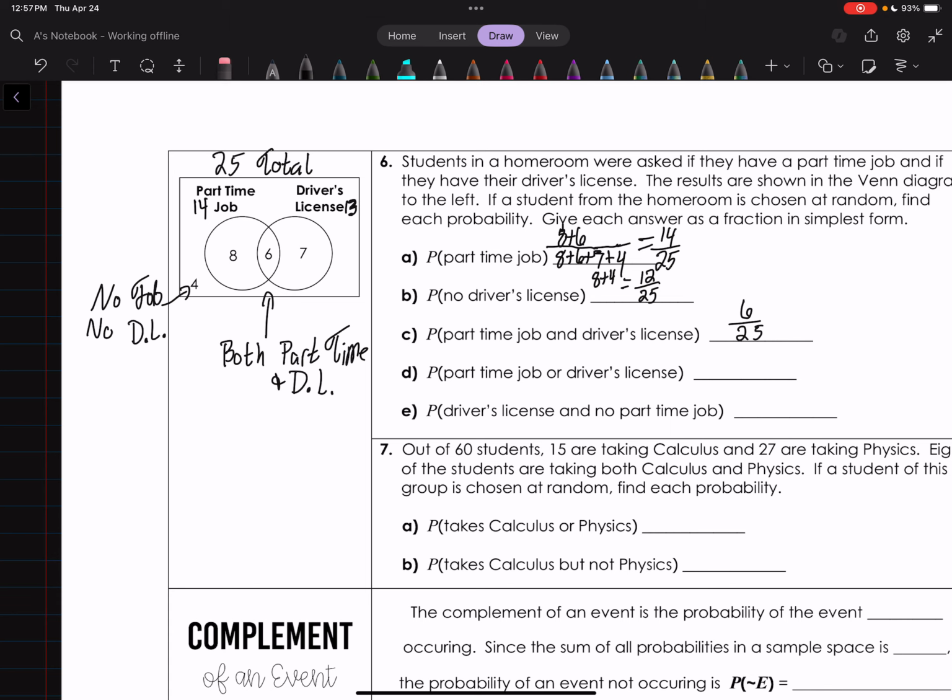D is part-time job or driver's license. This is taking both parts of the Venn diagram, but I'm excluding the 4 people who have neither one. So this is 25, the whole group, minus the 4 that have neither, or 8 plus 6 plus 7, either way it'll be the same answer, to get 21 over 25. E, they're going to have a driver's license and no part-time job. This is just the right side, so 7 out of 25. There you go.